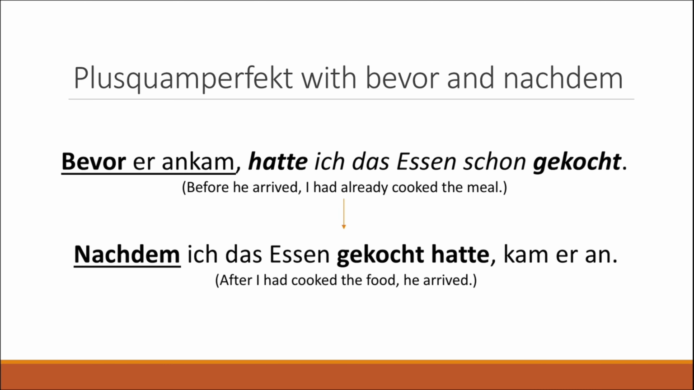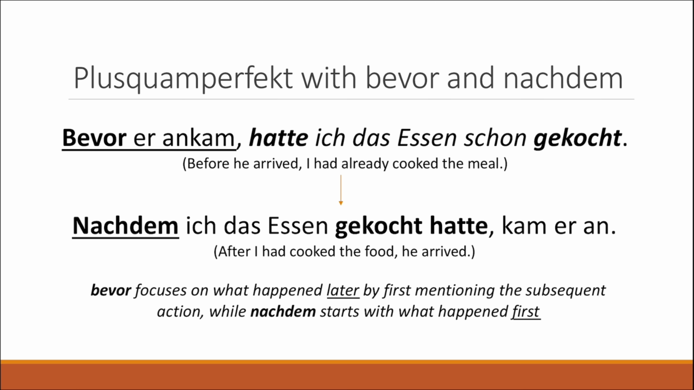Now, although the sentences use different conjunctions, "bevor" and "nachdem", they convey the same sequence of events. First, he cooked the meal, then he arrived. And the key difference is basically perspective on the timeline. "Bevor" focuses on what happened later by first mentioning the subsequent action, while "nachdem" starts with what happened first.